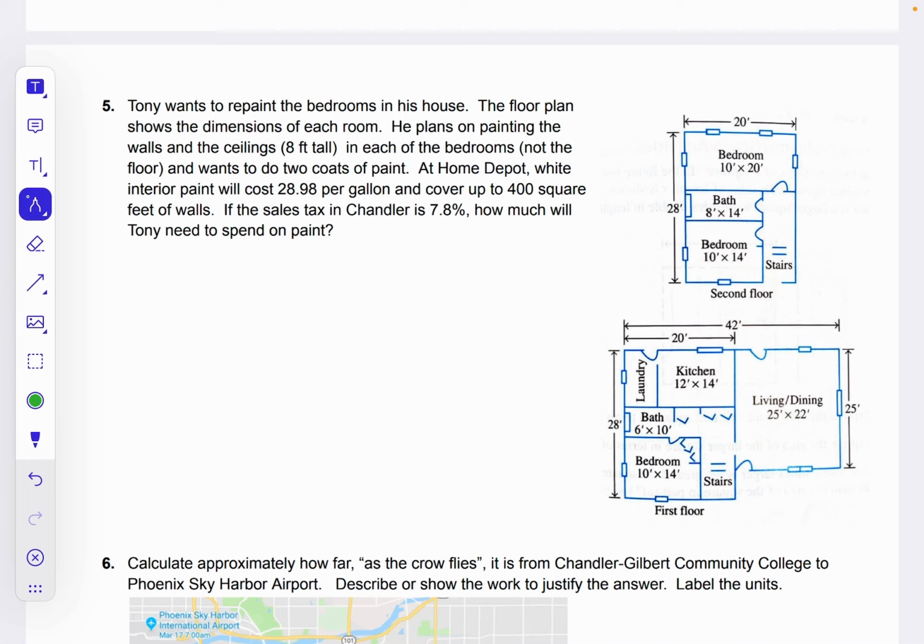So Tony wants to repaint the bedrooms in his house. The floor plan shows the dimensions of each room, and he plans on painting the walls and the ceiling in each bedroom, not the floor, and wants to do 2 coats of paint.